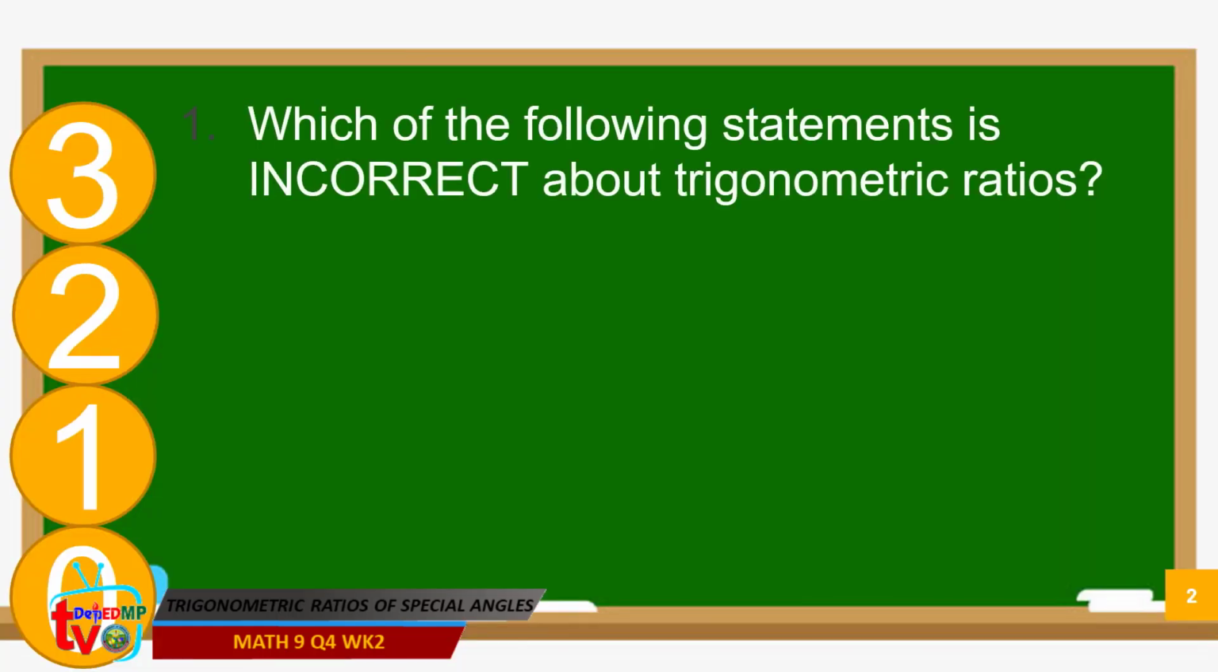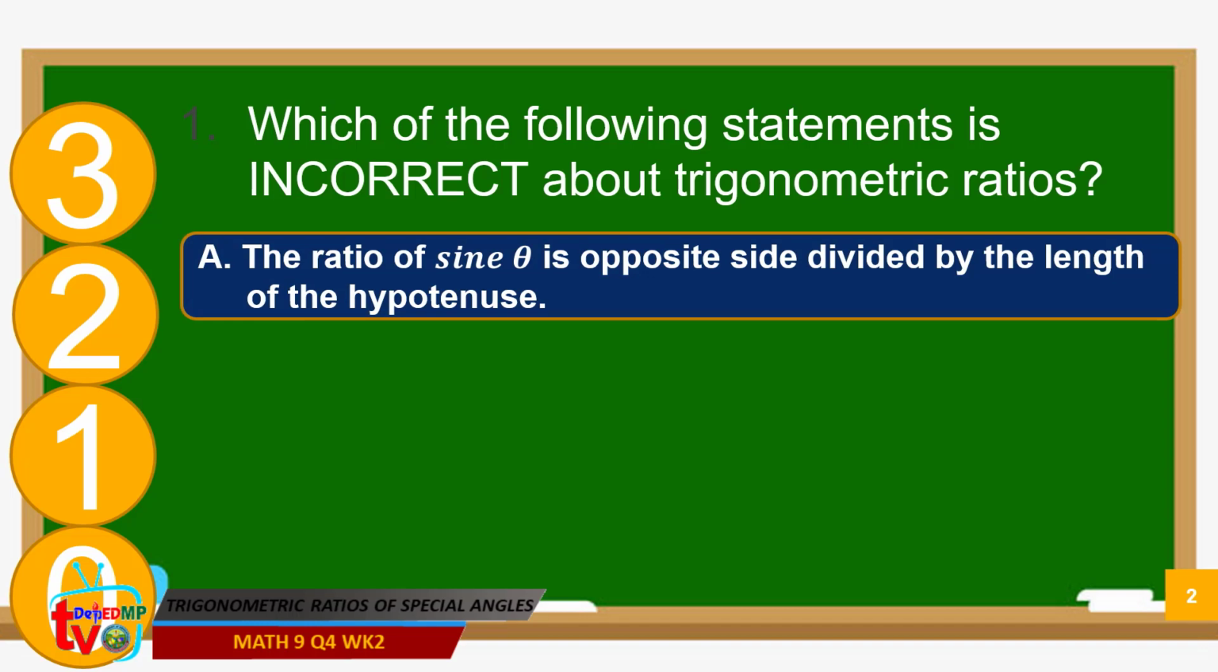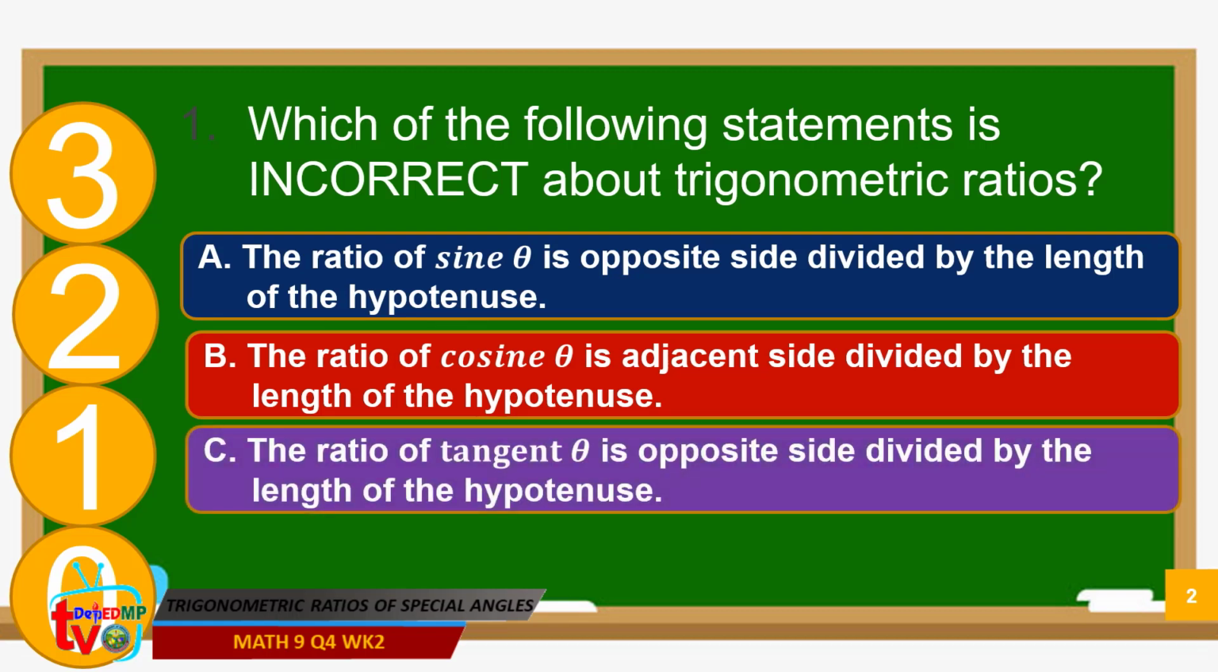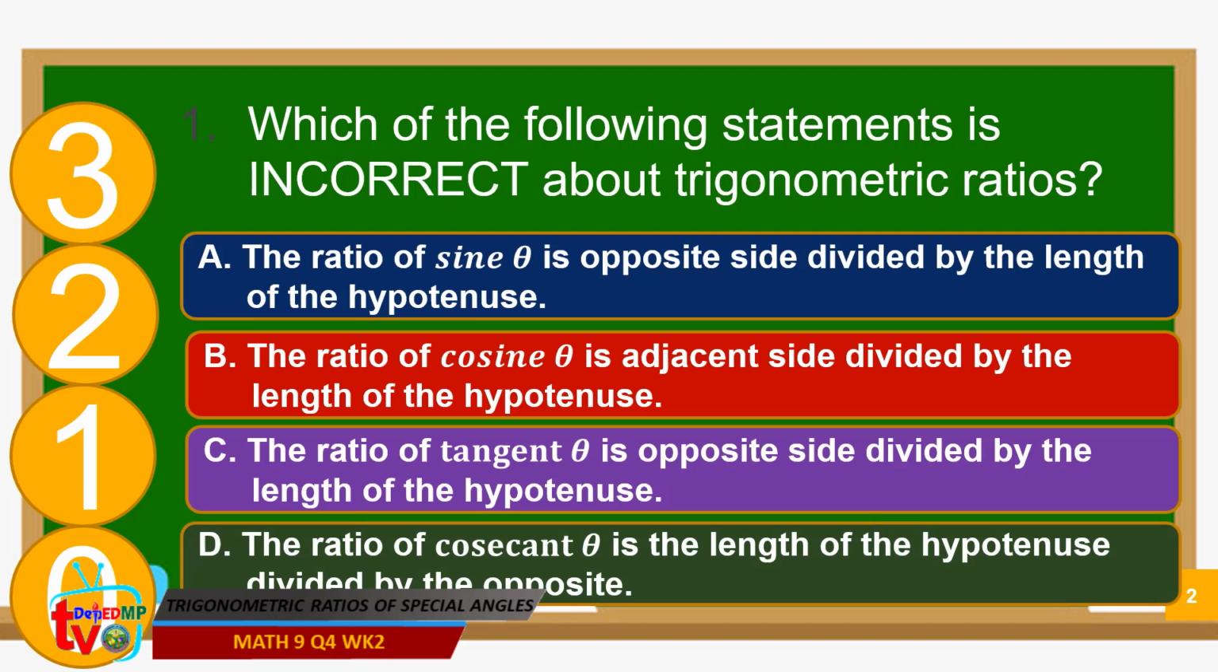First question. Which of the following statements is incorrect about trigonometric ratios? A. The ratio of sine theta is opposite side divided by the length of the hypotenuse. B. The ratio of cosine theta is adjacent side divided by the length of the hypotenuse. C. The ratio of tangent theta is opposite side divided by the length of the hypotenuse. Or D. The ratio of cosecant theta is the length of the hypotenuse divided by the opposite.